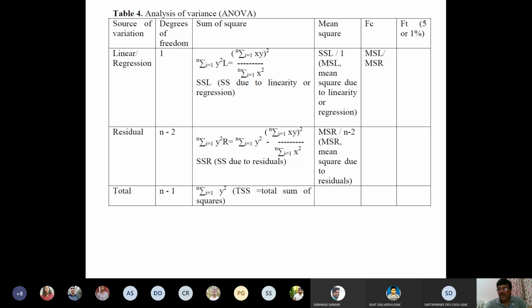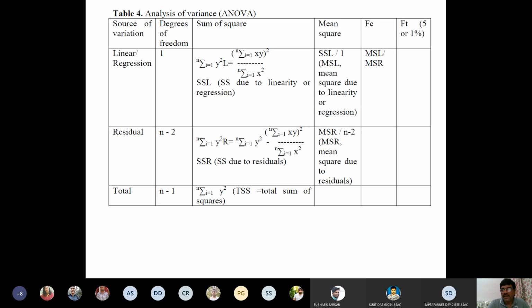Then total, as usual, you know, is n minus 1. Here, your data is always in pairs. So n minus 1 is the total degree of freedom, where n means the number of pairs of observations. Once you have the total degree of freedom n minus 1, you can subtract the regression degree of freedom from this. So n minus 1 minus 1 gives you the residual or error degree of freedom.